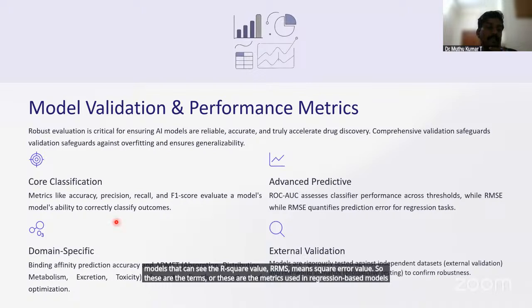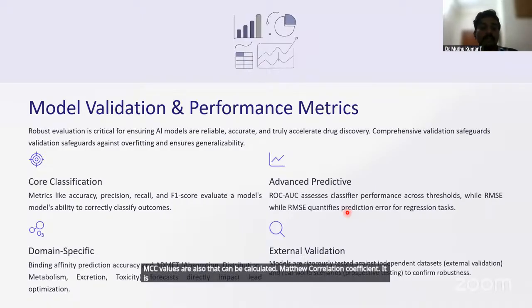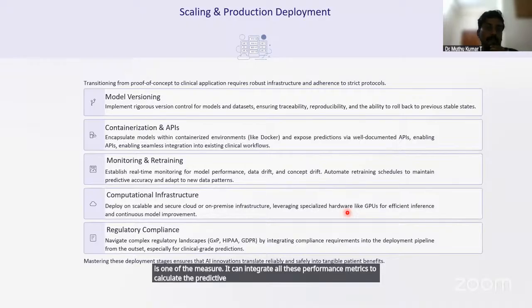In classification we have accuracy, precision, recall and F1, and in regression based models, we have to calculate the R square value. MCC values can also be calculated, the Matthews correlation coefficient. It is one of the measures that can integrate all these performance metrics to calculate the predictive power of the particular model.